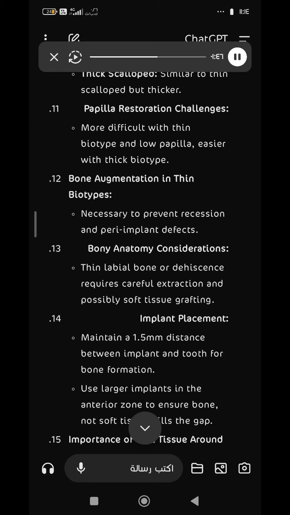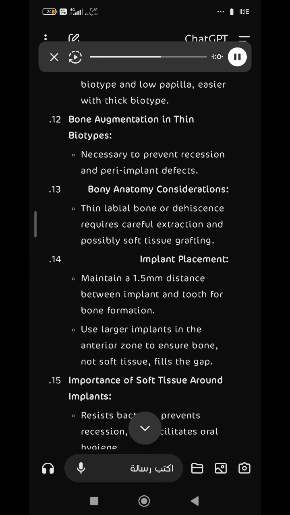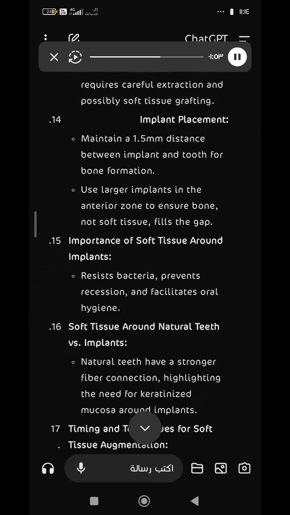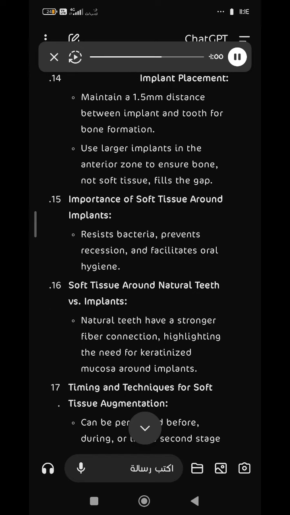14. Implant placement: maintain a 1.5 millimeter distance between implant and tooth for bone formation. Use larger implants in the anterior zone to ensure bone, not soft tissue, fills the gap. 15. Importance of soft tissue around implants: it resists bacteria, prevents recession, and facilitates oral hygiene.